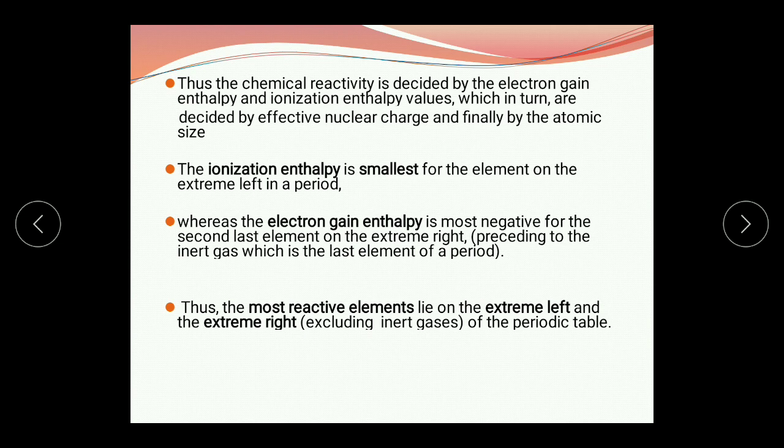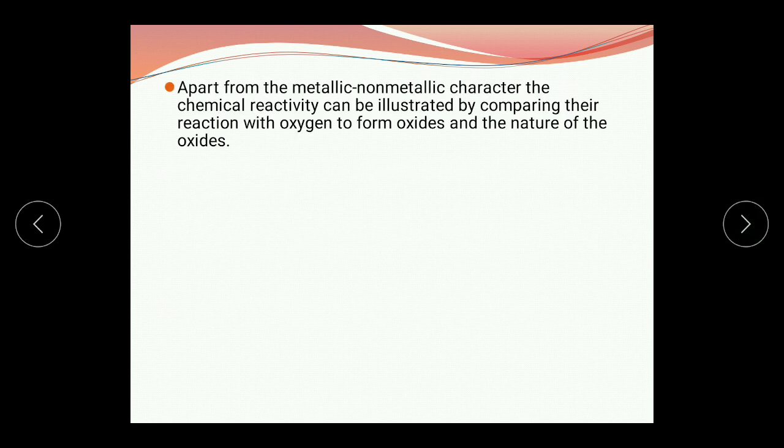Now, the most reactive elements in the periodic table, where are those? Those are located at the extreme left, that is alkali metals, and at the extreme right, that means halogens. These are the most reactive elements in the periodic table. Two more properties we discussed in the previous session, metallic and non-metallic character, also decide the chemical reactivity.